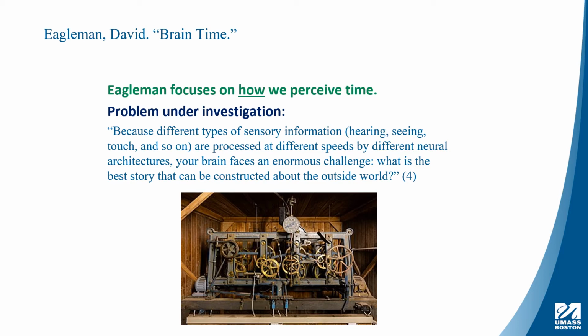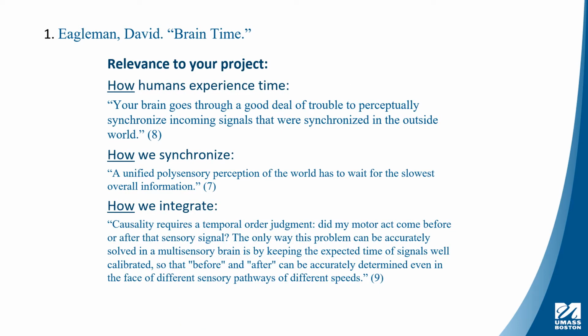Eagleman argues that our perception of when things happen and how events are connected is the result of a lot of hard work. We're just simply not aware of the work that our brain is doing to put these different sources of information together into one unified perception. Eagleman's essay is about the brain mechanisms around our perception of time. So he explains how we experience time, how we synchronize, and how we integrate.